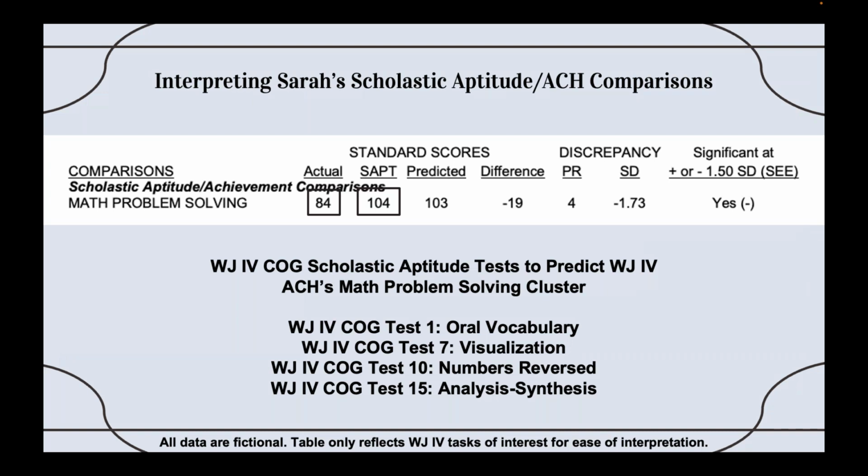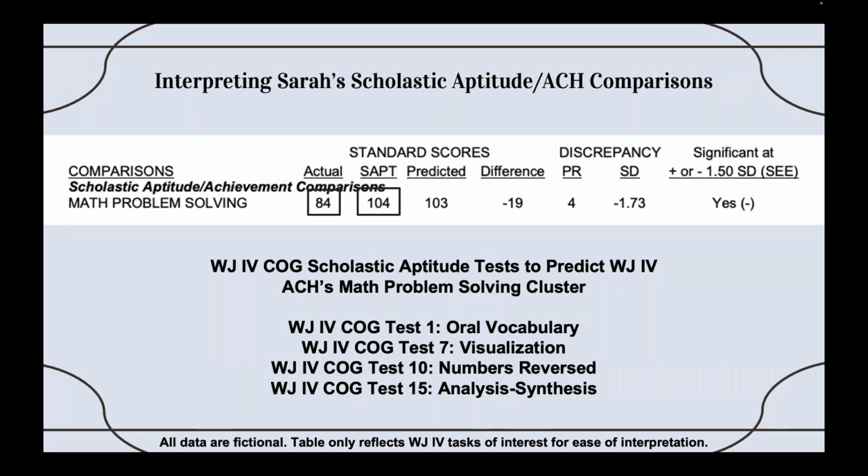So that 104, just to be even more clear, is the uncorrected average of how she did on the 4 cognitive tests you see listed on the bottom of the screen here. So the uncorrected average of oral vocabulary, visualization, numbers reversed, and analysis synthesis. Now, the problem with that is that it's the uncorrected average.